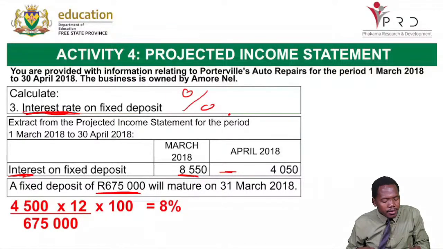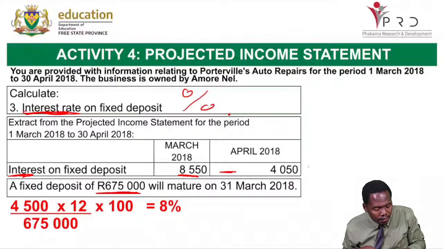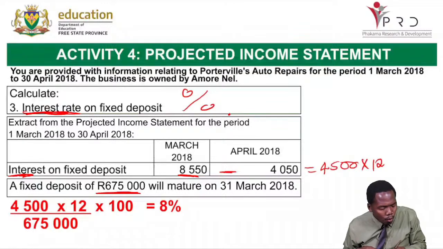Now we say 8,550 minus 4,050, we get 4,500. And then on this amount, we can multiply it by 12.